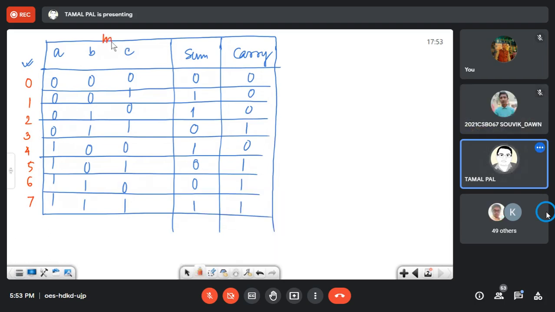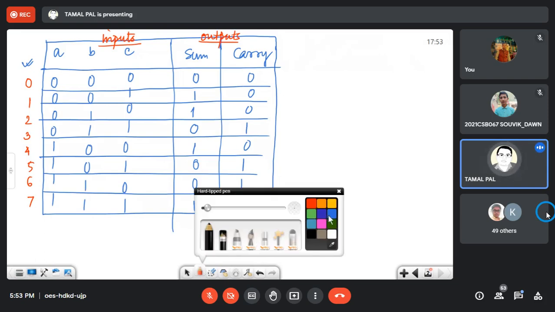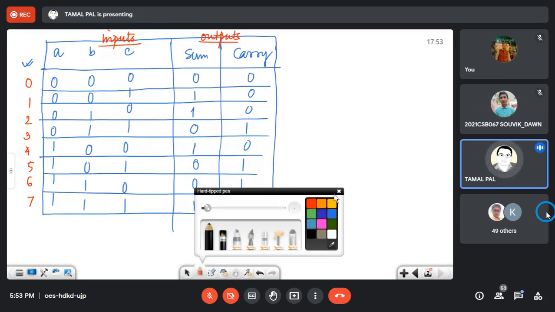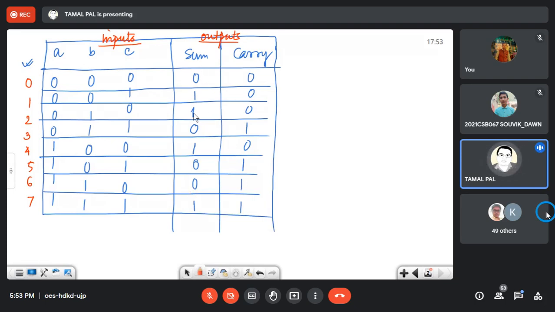Actually, these are inputs and these are outputs. No, have you understood the complete table? Yes or no? Tell me. Yes, sir. Okay. That's very comforting. Now we have to find the output expression for the outputs. Sum is one of the outputs and carry is another output. Now how to get the expression for sum?